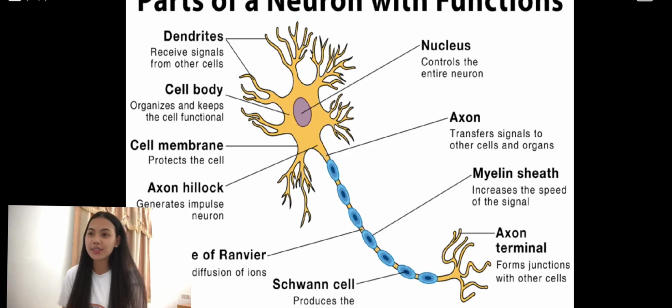Then we have the axon, which transfers signals to other cells and organs. The axon hillock generates impulses in the neuron. Then we have the myelin sheath, which increases the speed of the signal. The nodes of Ranvier allow diffusion of ions. Then Schwann cells produce the myelin sheath.